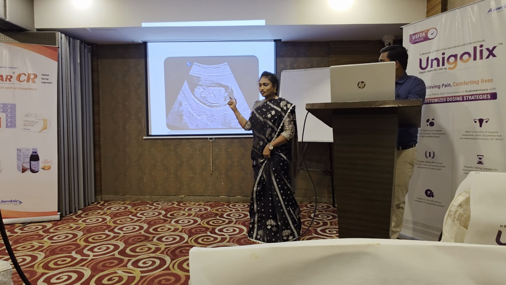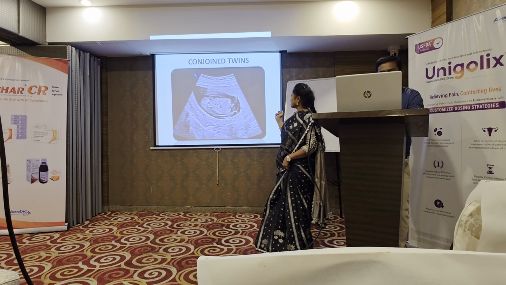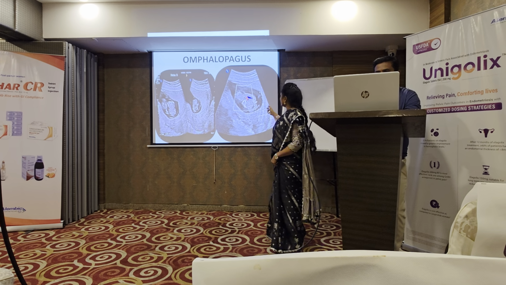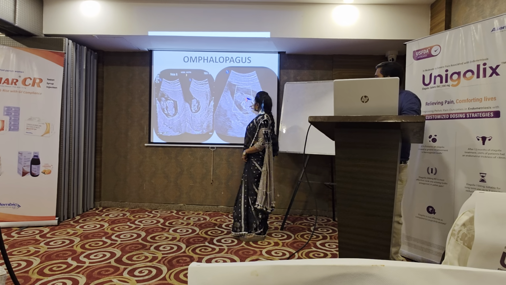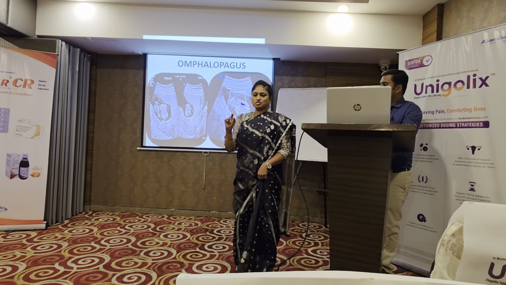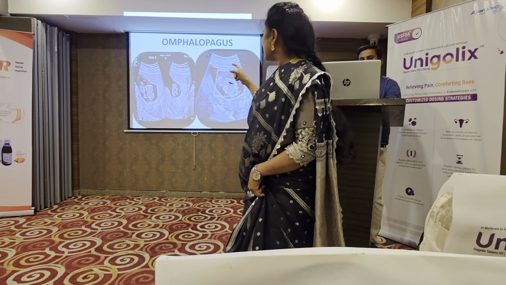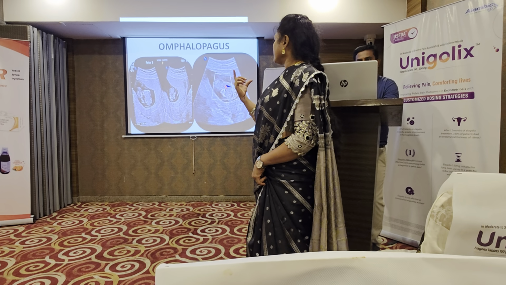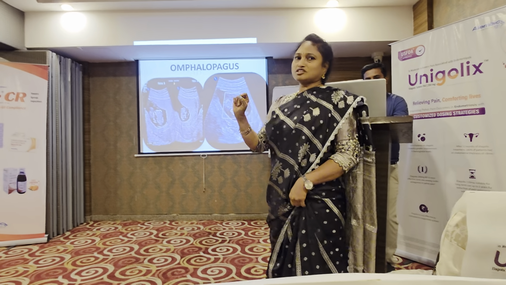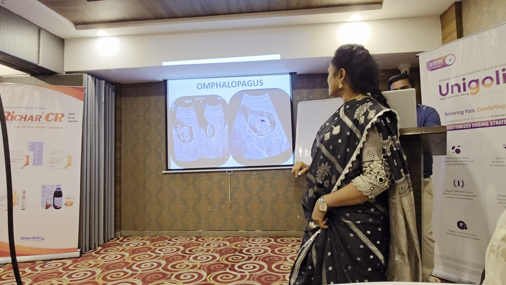Actually this is a video, it's not running. Next one. Next one. So here it is an omphalopagus, where the thoracic cavity is shared between the 2 twins. This is the commonest kind of Siamese twins. So one or the other structures in the thorax and the upper abdomen are shared between the twins. Next one.